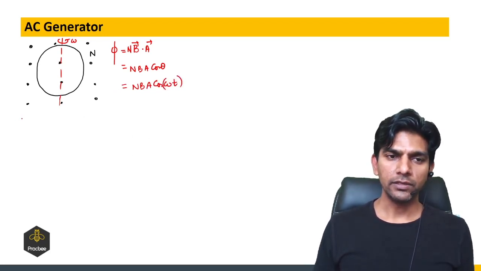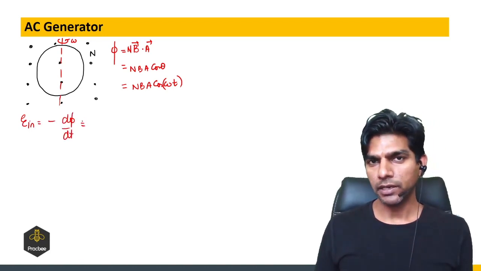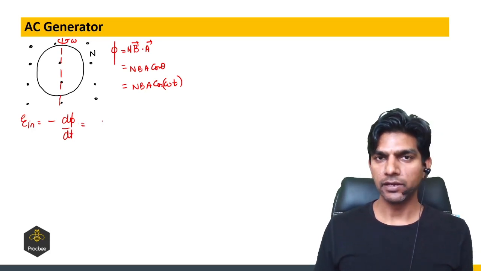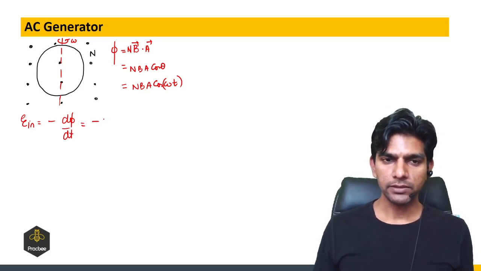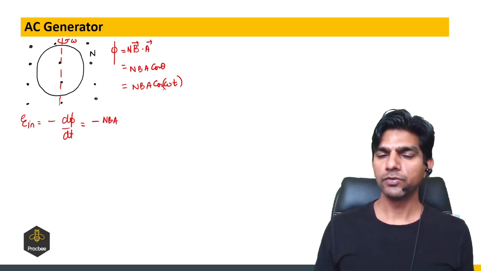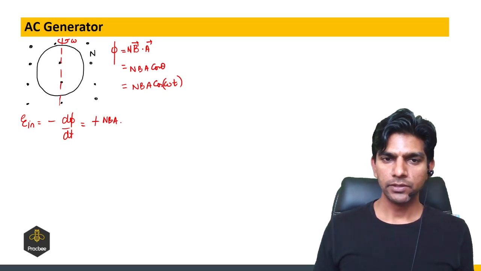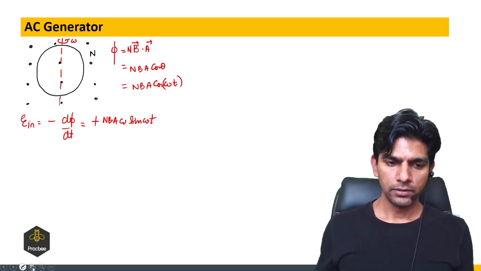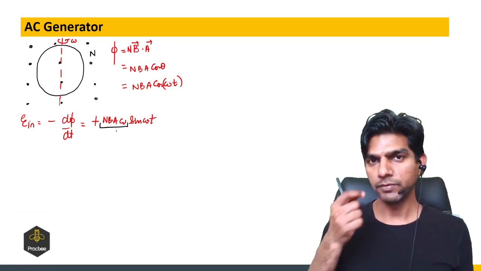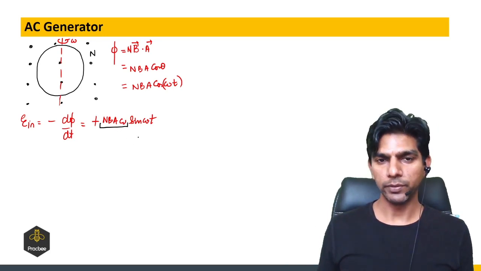Now if you want to find the induced EMF, it will be minus d phi by dt, right? That we have studied in electromagnetic induction, that is Faraday's law. So NBA will come out, and the differentiation of cos will be minus sine, so it will become plus. So that will be omega sine omega t. So this is the maximum value of the EMF induced, that will be NBA omega.